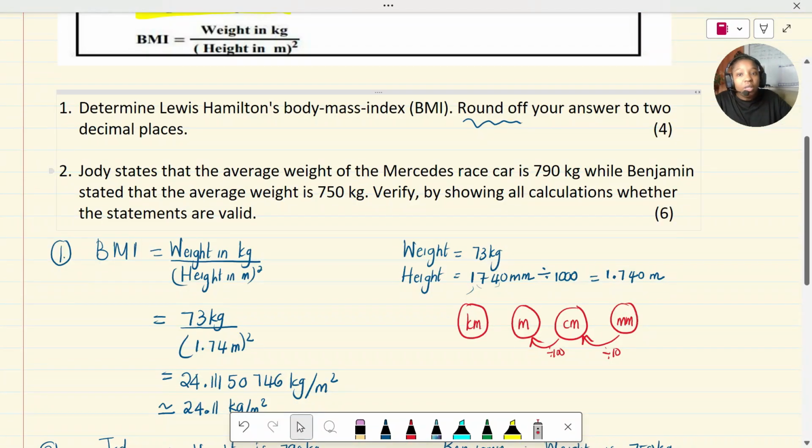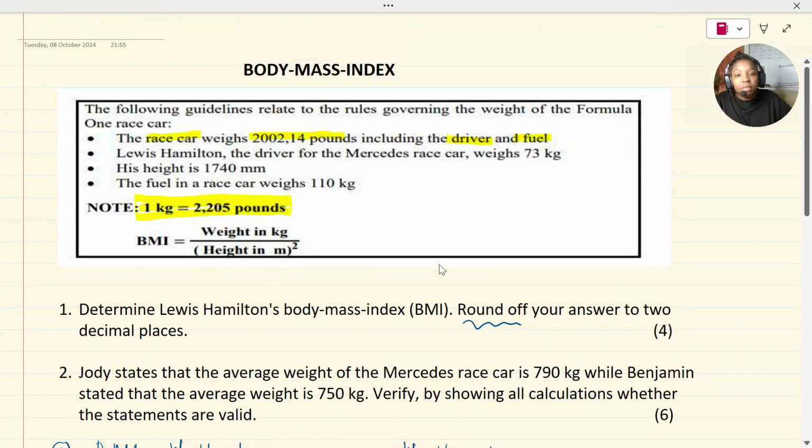Okay, so I hope you enjoyed this video tutorial, ladies and gentlemen, right? The final question for BMI, just a bit of an application question, right? Okay, where we just had to calculate the BMI of Lewis Hamilton. Very easy. The only trick there is that we just needed to remember that we needed to convert his height, okay, to a value in meters.